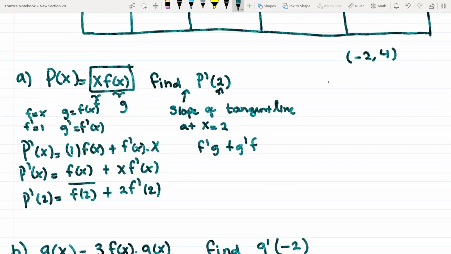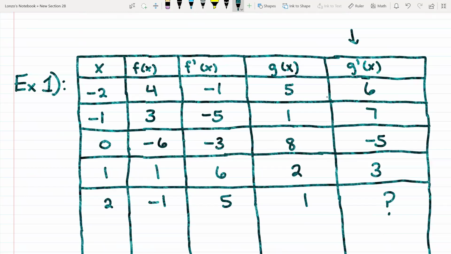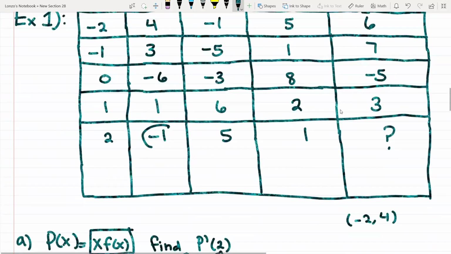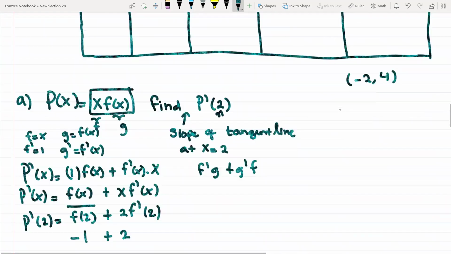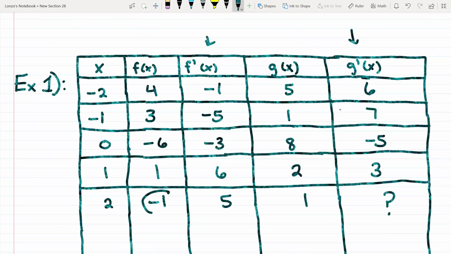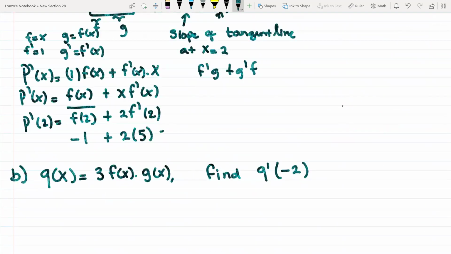First we have to find f of 2. Let's look at the column f of x, and the row where x is 2. The f of x is -1, so f of 2 is -1. Plus 2 times f prime of 2. Let's look at the column f prime, and the x value is 2. That gives a 5. Putting it all together, you have -1 plus 2 times 5, which is 10, and 10 minus 1 is 9. So my final answer is 9.